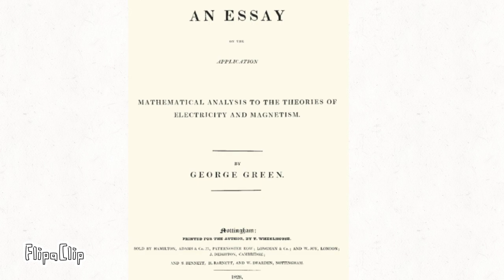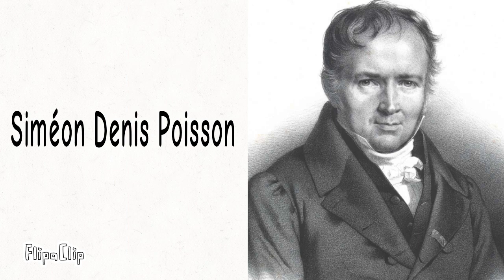In 1828, he published a paper titled An Essay on the Application of Mathematical Analysis to the Theories of Electricity and Magnetism, where he extended the previous work of Simon Denis Poisson on electricity and magnetism.